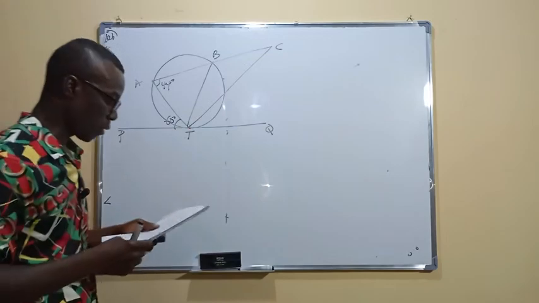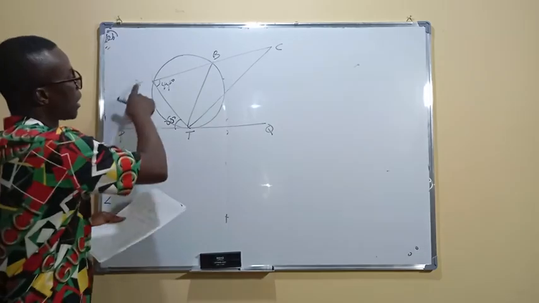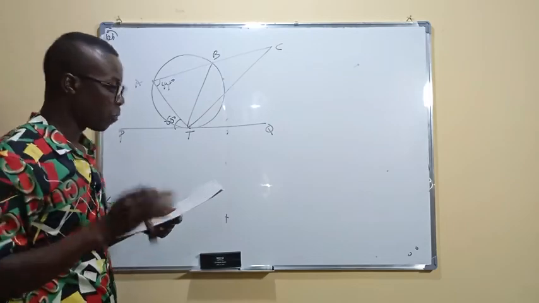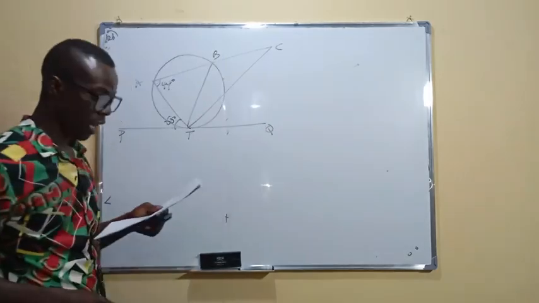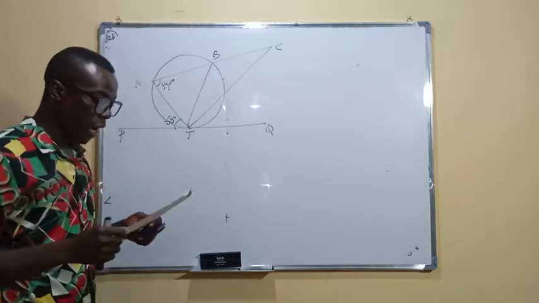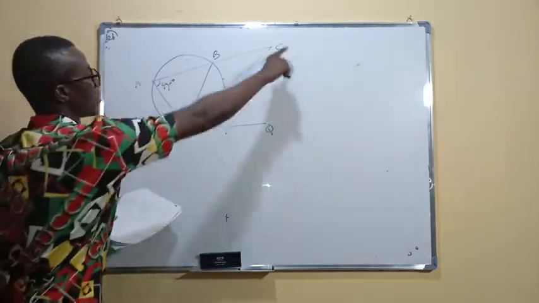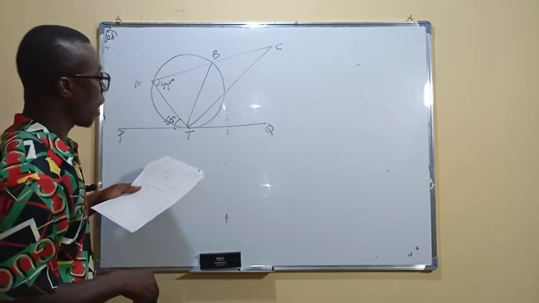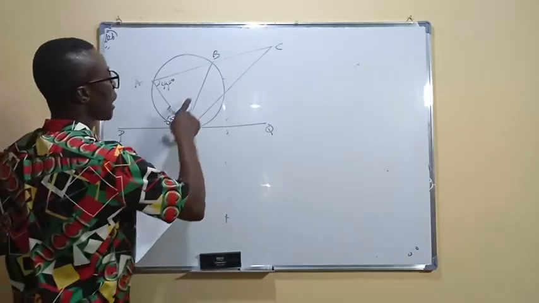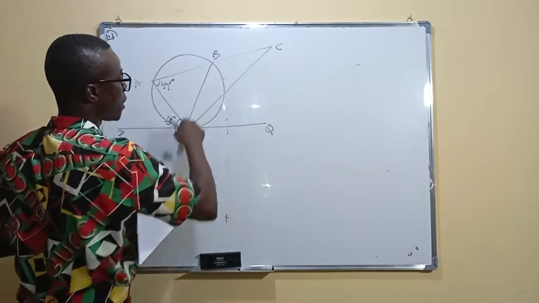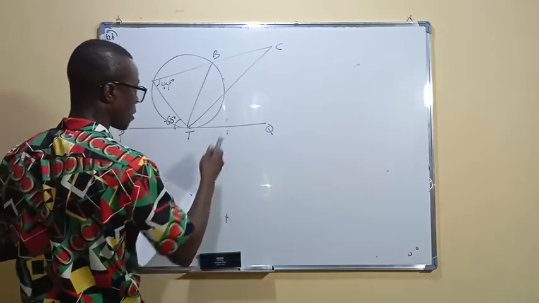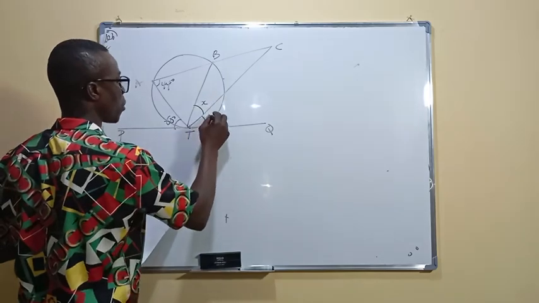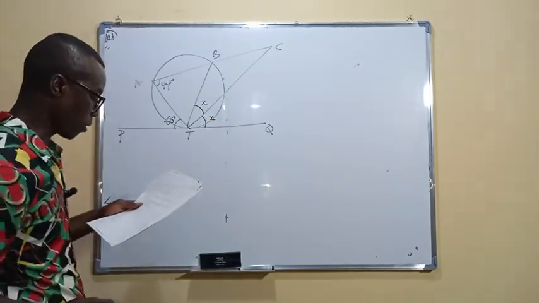Now looking at this question, it says in the diagram, ABT is a circle, center O. Now PQ is a tangent to the circle at T, and ABC is a straight line. TC bisects angle BTQ. So, of course, I can say that this and this are equal. If I call this X, this will also be X. That is what the question says.